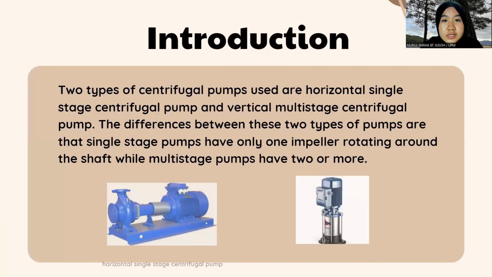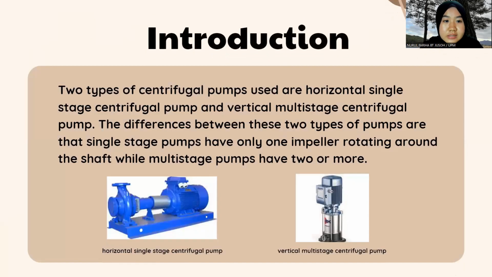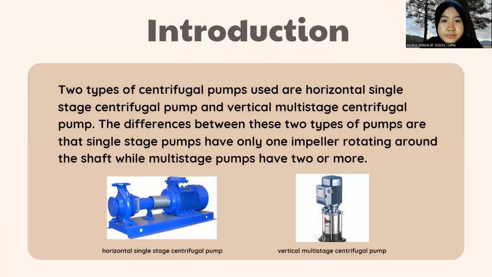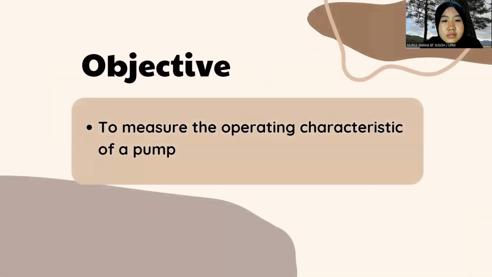There are two types of centrifugal pumps, which are the horizontal single-stage centrifugal pump and the vertical multi-stage centrifugal pump. The difference between these two is that the horizontal single-stage centrifugal pump has only one impeller rotating around the shaft, while multi-stage pumps have two or more. Here is the objective of this experiment, which is to measure the operating characteristic of a pump.